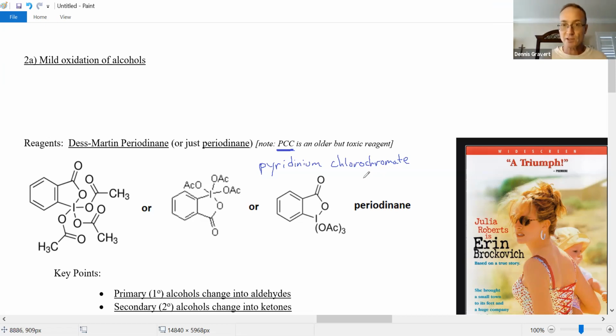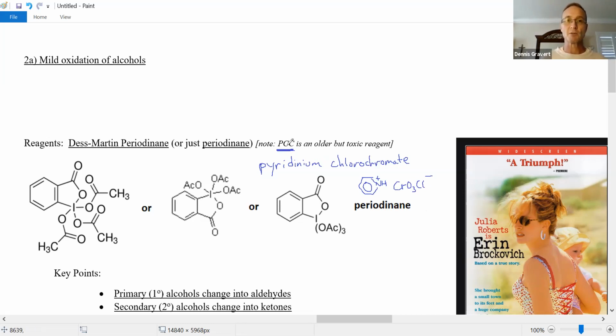If you want the structure, well, it's got pyridinium in it, so it sounds like it has pyridine in it, and you'd be right. So there's pyridine. It's going to be an ion. Like ammonia becomes ammonium ion, NH3 becomes NH4 plus, pyridine becomes pyridinium. We're also taking on that fourth bond and positive charge. And then chlorochromate has this structure here.